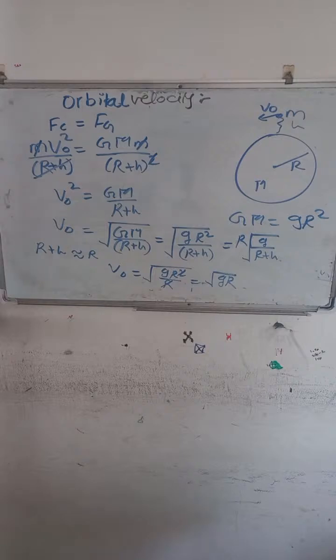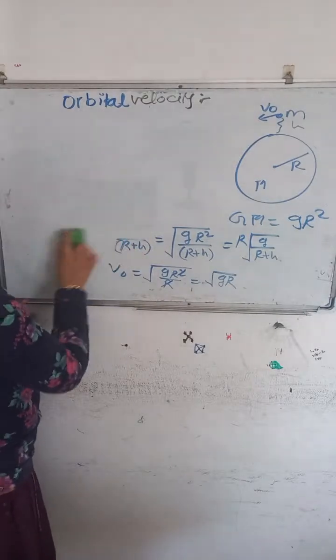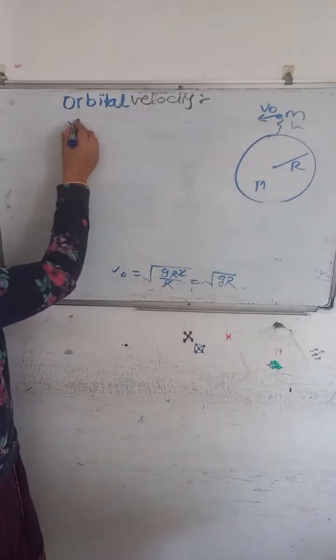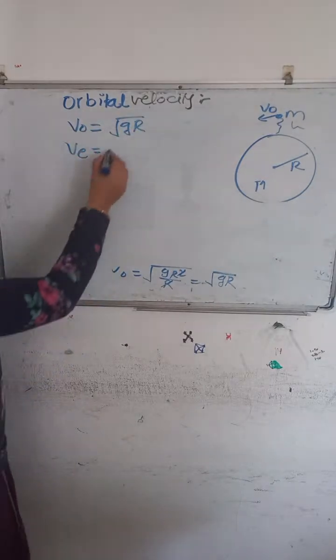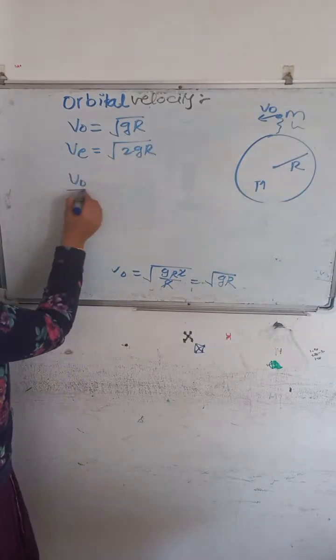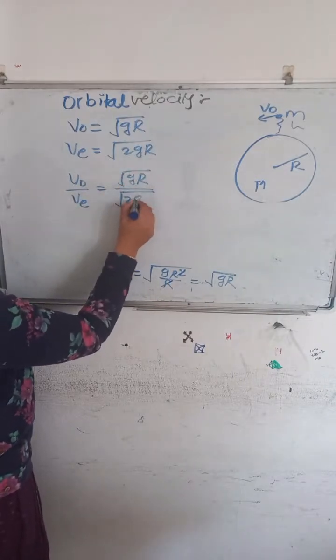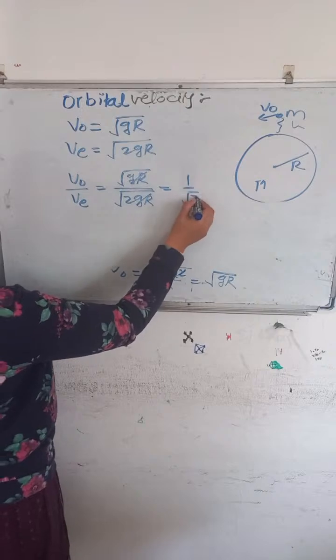Okay, we'll go for the relation between the orbital velocity and escape velocity. If we take the orbital velocity v naught as square root of g into r, and escape velocity we got as square root of 2 g into r, then the ratio v naught by v e is square root of g r over square root of 2 g r. The roots get cancelled and we get 1 by root 2.